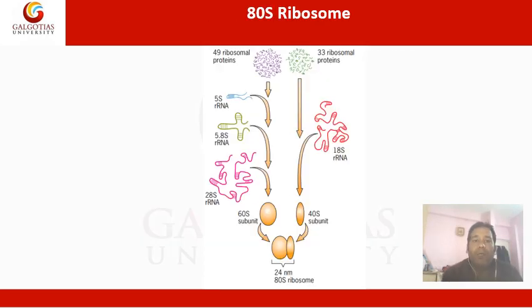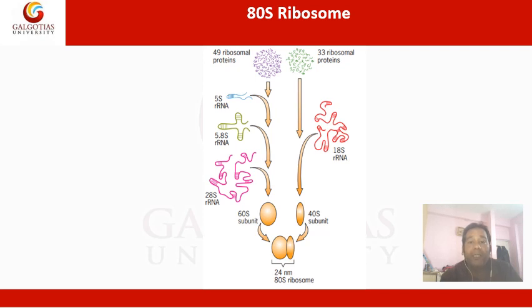How the ribosomal proteins and ribonucleic acid combine together to lead to the formation of the 80S ribosome: here we can see there are two subunits, one is the large subunit in the case of the 80S ribosome, also called the 60S subunit, whereas the small subunit is also called the 40S subunit.